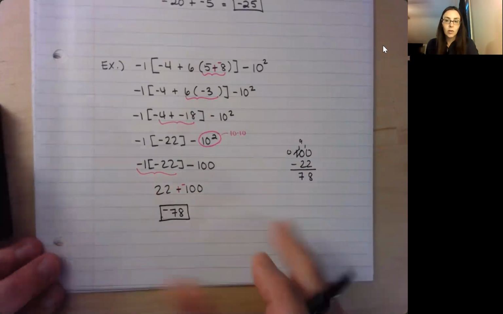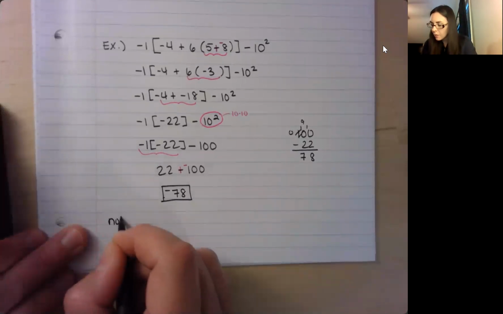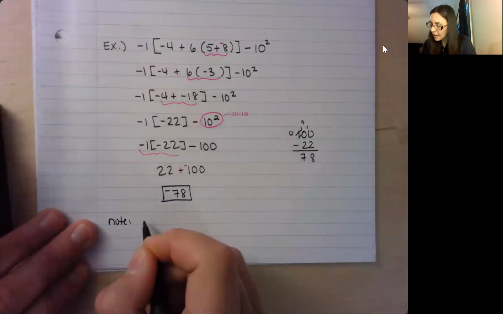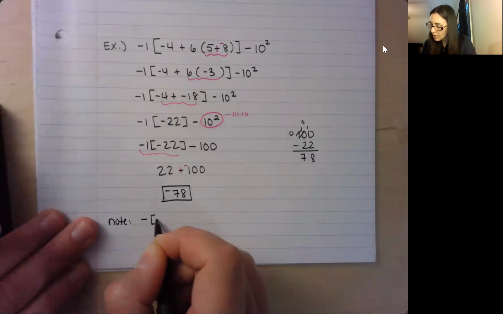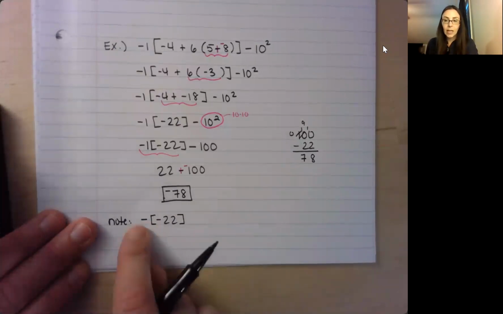So there's my final answer there. Okay. One other thing to note here is I did have a -1 out front. Sometimes we won't put the 1 in. So if you ever see something like a negative next to another number like this, so a negative next to a negative, just remember that means multiplication here.